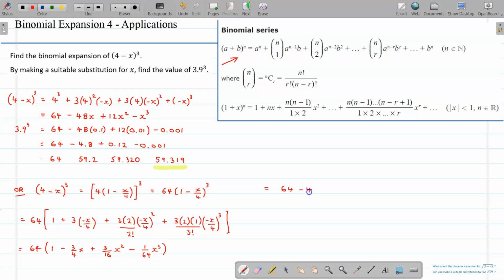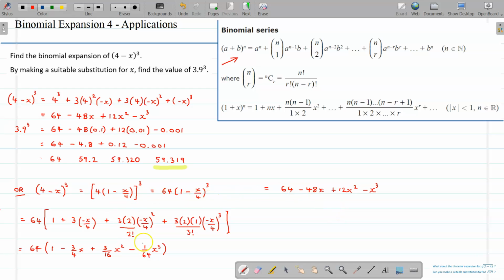Now hopefully you can see where this is going, because we've had this earlier. The next term, if you multiply 3/16 by 64, that's going to give you 12, and there's our 12x squared. And finally we've got our last term, the 64 and the 1/64 cancel to give us just minus x cubed, and as you can see that is exactly the same result that we obtained up here when we used the a plus b to the n method.